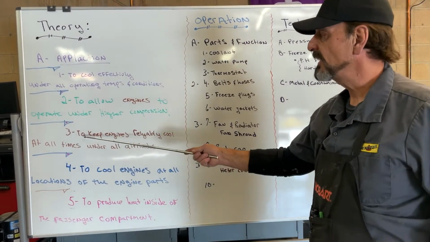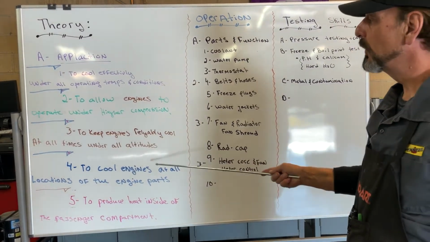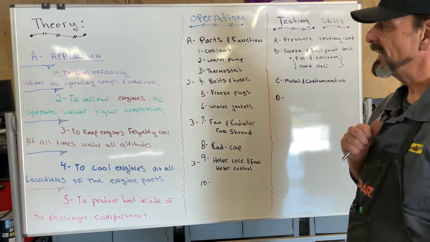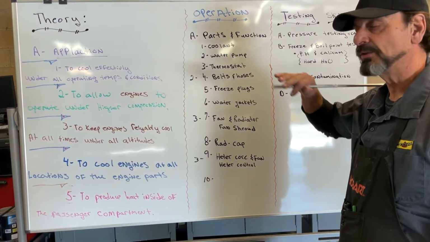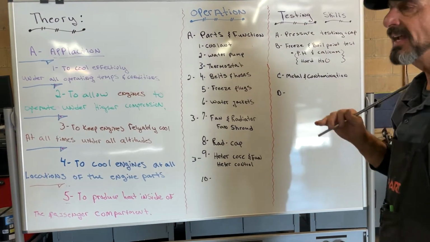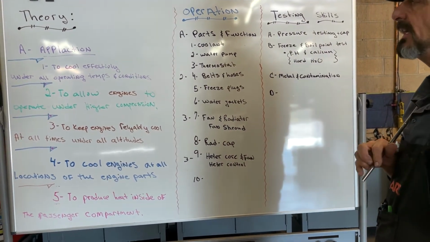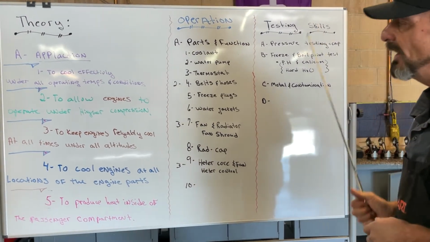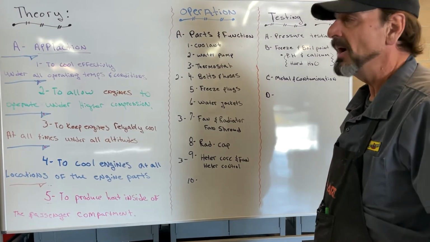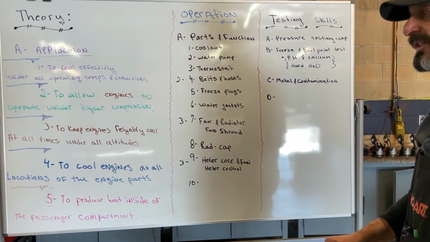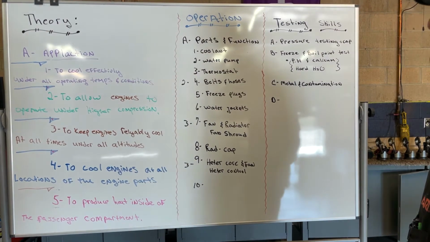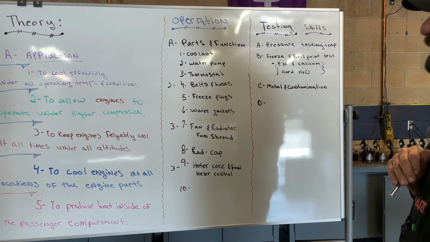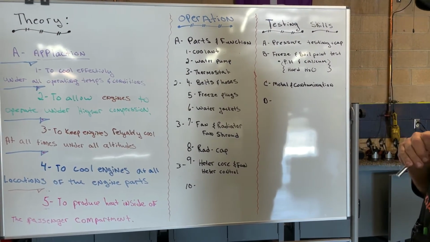The third reason is we have to keep engines reliably cool at all times under all altitudes. I can take a motorcycle that's air-cooled only up to a certain amount of height, and then it becomes inefficient because it cannot cool very well. However, I can take a liquid-cooled engine up much higher with much higher compression, such as an airplane, and I can cool it more effectively because I can keep the compression high, and the higher in altitude I get, the more I maintain my horsepower.